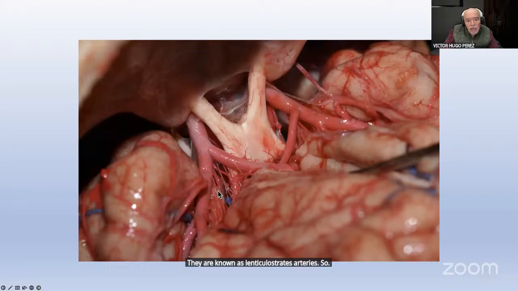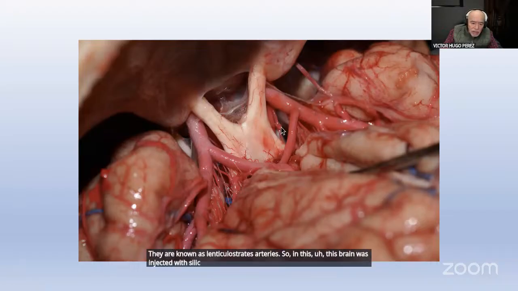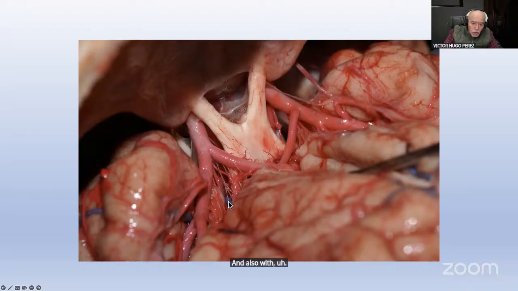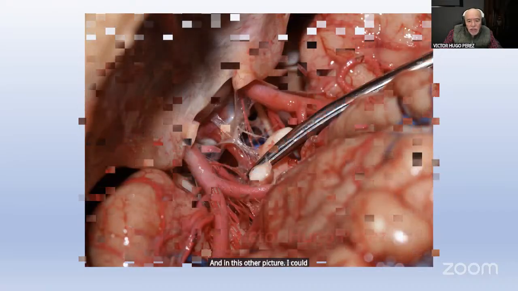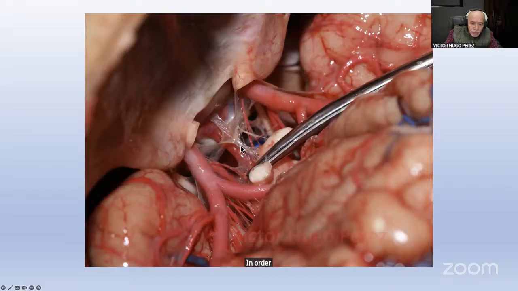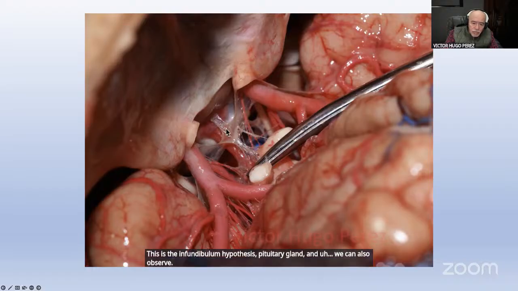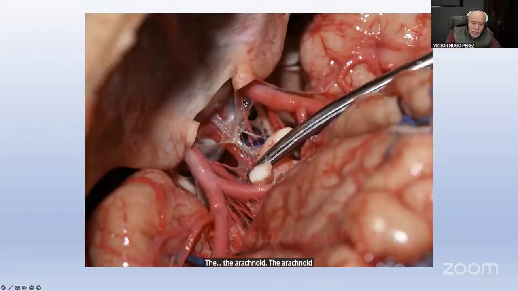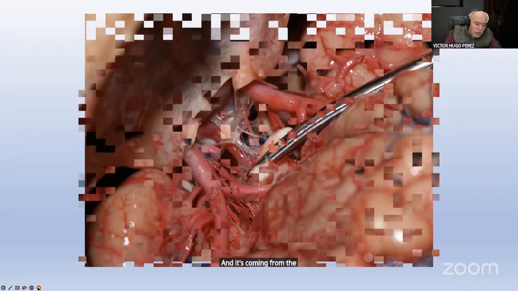In this brain, we injected red silicon and also blue silicon for veins. And in this other picture, I cut the optic nerves in order to see the infundibulum. This is the infundibulum, hypophysis, pituitary gland, and we can also observe the arachnoid, and some really thin vessels. For example, this vessel is known as the superior hypophyseal artery. They are very thin and come from the supraclinoid carotid artery.